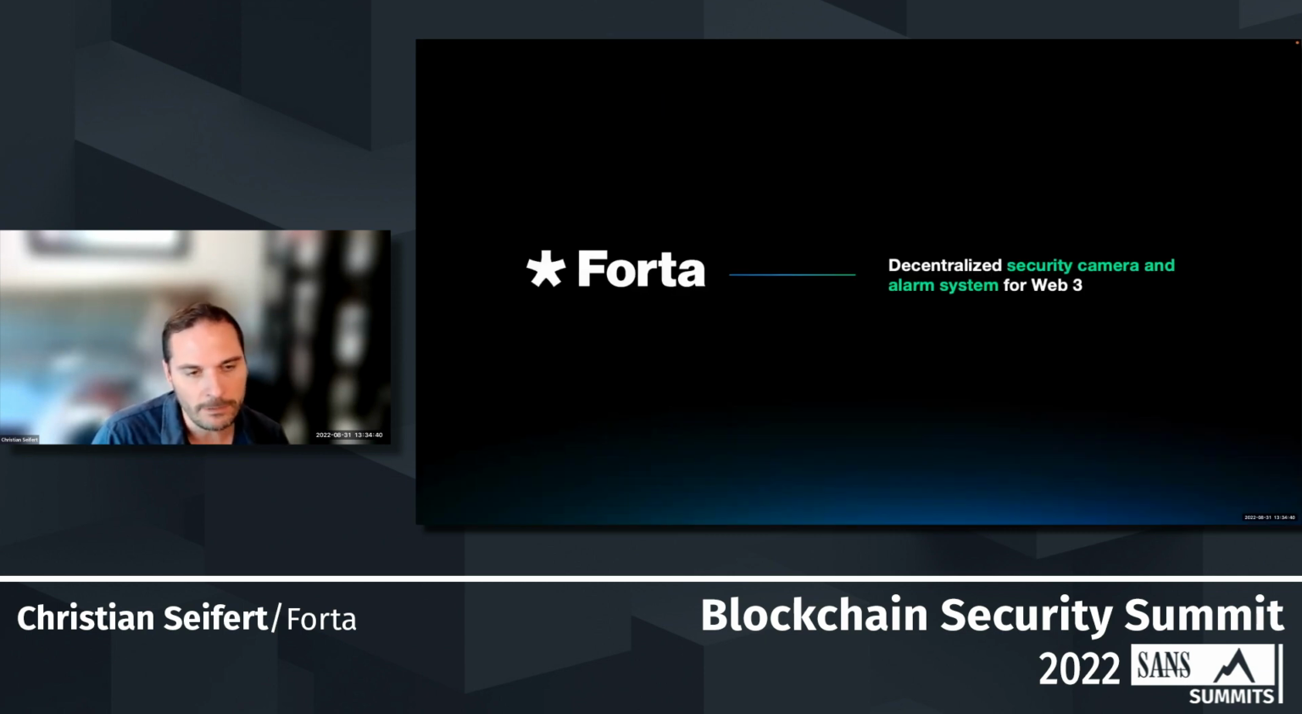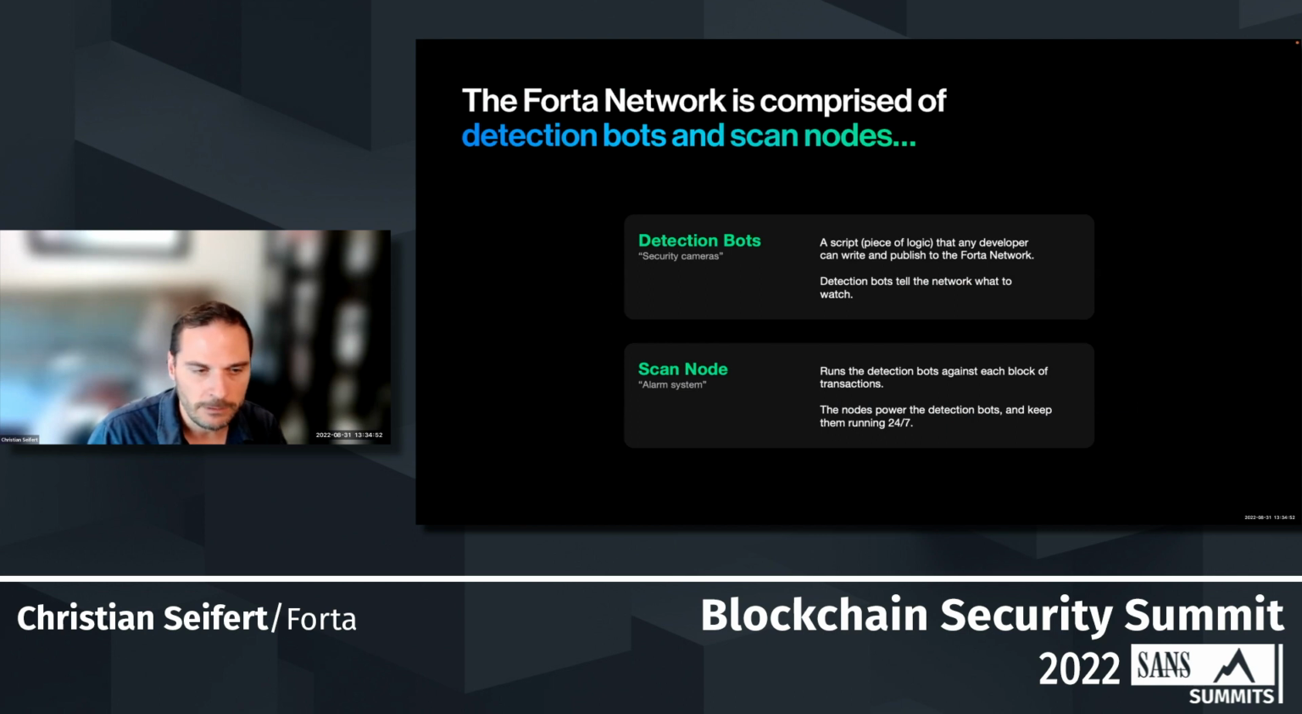So FORTA, the way you can think about FORTA, it's a decentralized network. And it's essentially a security camera and alarm system for Web3. At a high level, it consists of a network of scan nodes. And currently, there are about 10,000 nodes deployed on the FORTA network. These scan nodes are essentially full nodes, let's say an Ethereum mainnet node, that then run community developed detection bots, and I'll talk about the detection bots in a second, and forward all the blocks and the transactions to those detection bots.